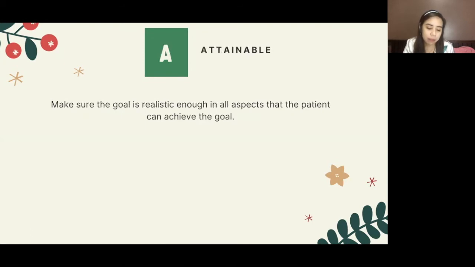Next is attainable. Make sure that the goal is realistic enough in all aspects that the patient can achieve the goal. Of course, when you have a 3-year-old patient, you will not be expecting him or her to do, let's say, inferencing yet, or answering why questions. So you really have to make sure that the goal is achievable. It's within the age range. It's within the normal development or the typical development of the patient or the client.